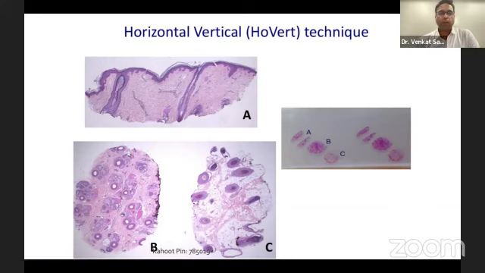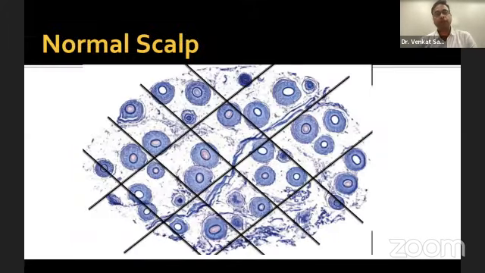That's one technique you can use, or you can take two punches and do horizontal in one and vertical in the other, especially if you're dealing with scarring alopecia. So normal scalp, as I told you, has about 25 to 30 follicles, which are all evenly spaced. If you draw lines here, they're all evenly spaced.